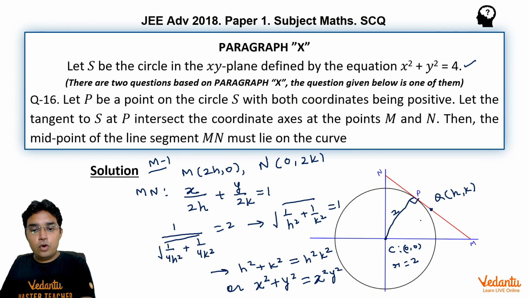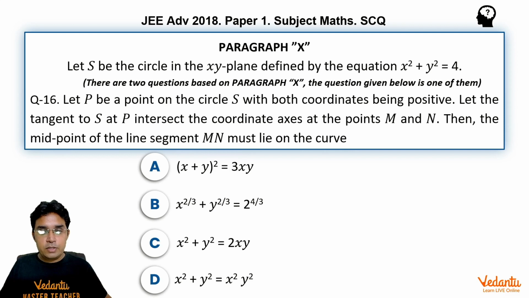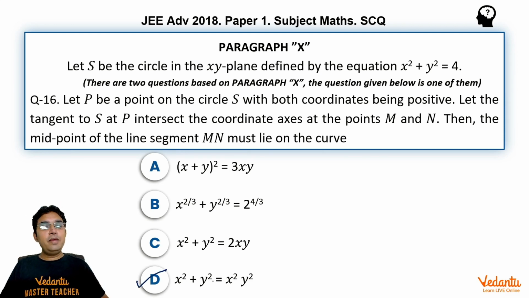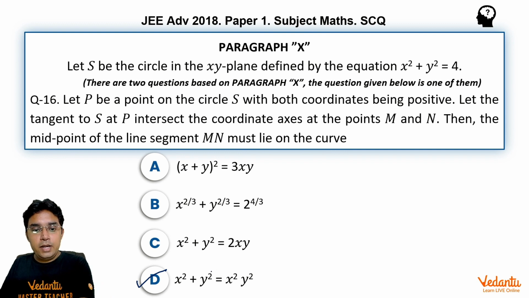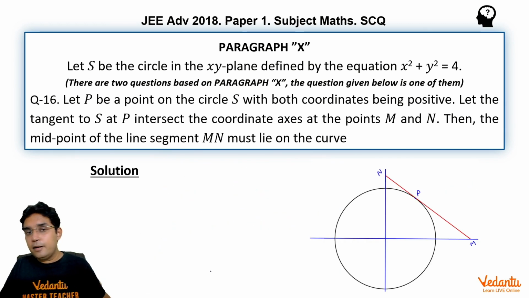Let us see what options they have given. So x square plus y square equal to x square into y square. So I think D must be correct. Okay, now let us try to do this question by another method.